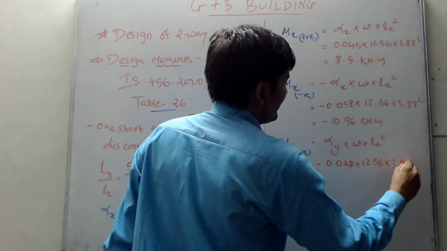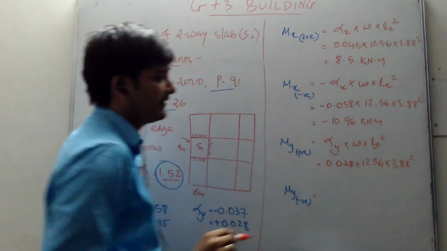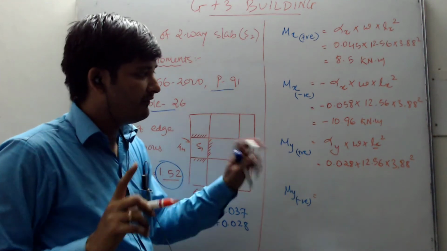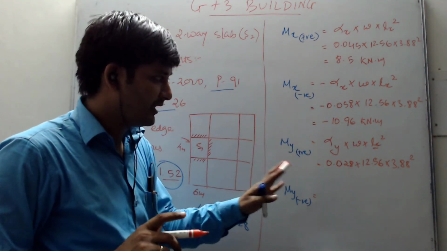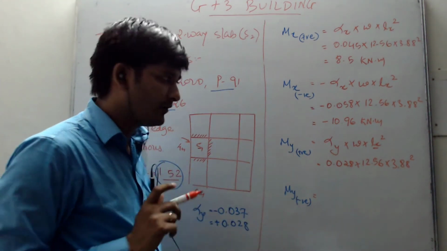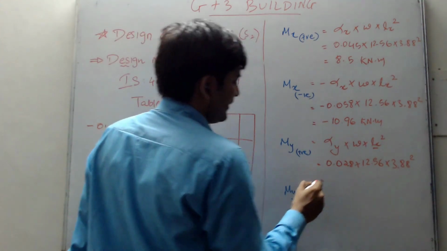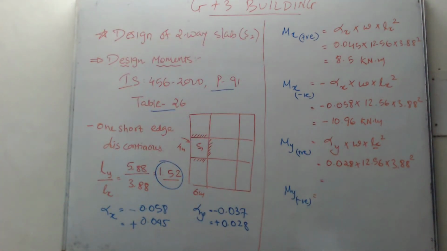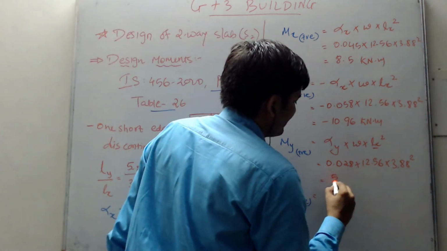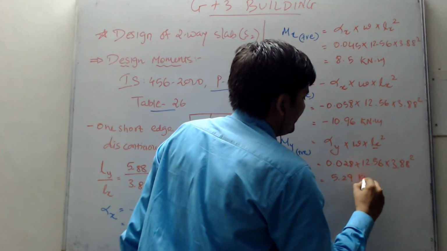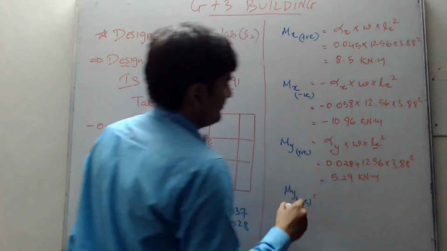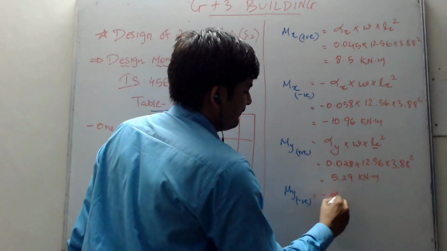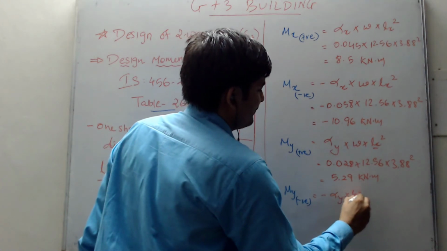Here do not make the mistake of taking the value of Ly, right? Here it is not Ly, as per the Indian Standard Code it is Lx only. So if you calculate this value, the answer is coming out to be 5.29 kilonewton into meter.